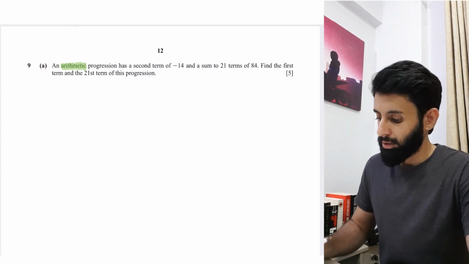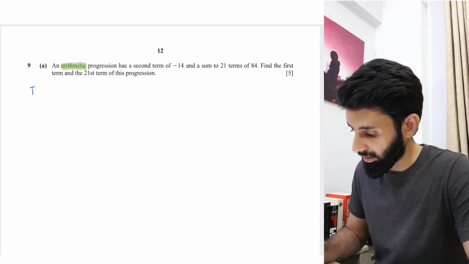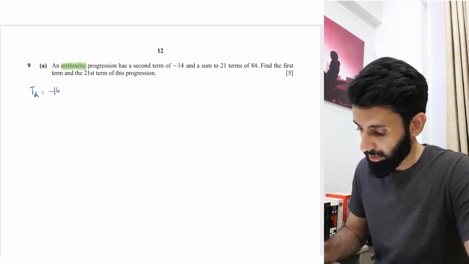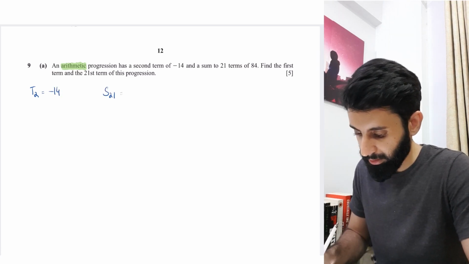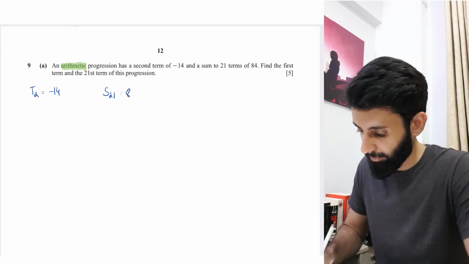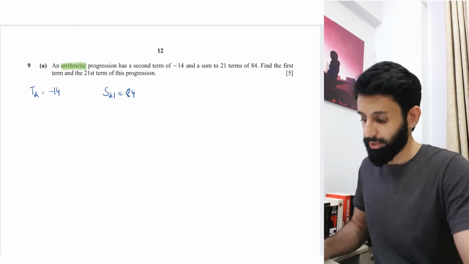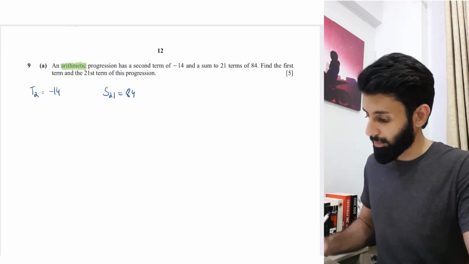Okay then. If you're given the second term, that means T2 is equal to -14, and you're given the sum to 21 terms, so S21 is equal to, sorry, not 81, it's 84. One thing's for sure: we're going to be using the sum formula and the nth term or general term formula.